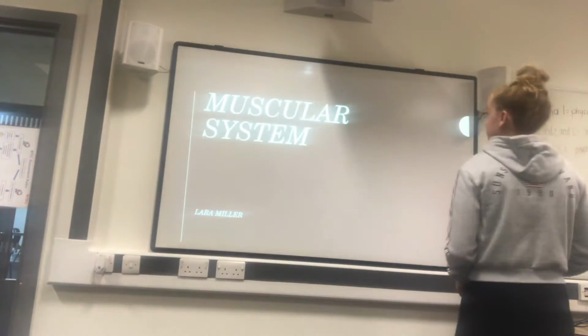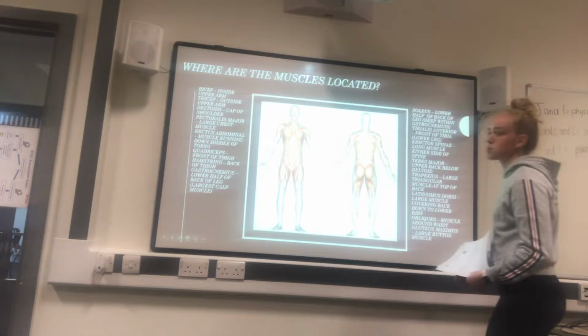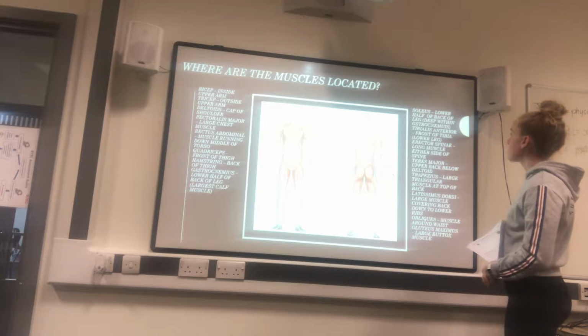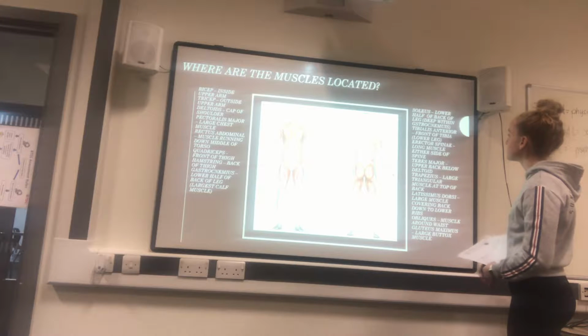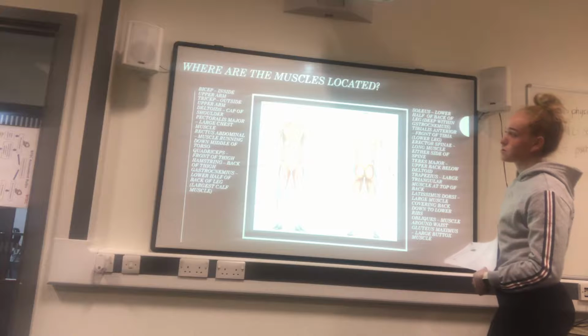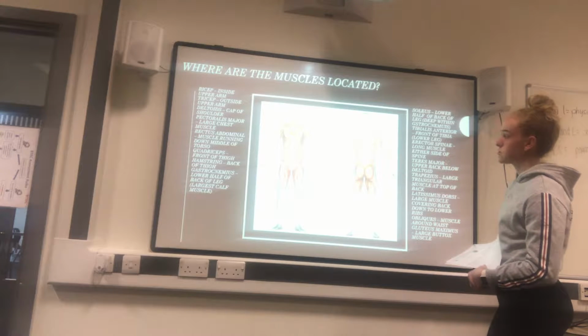Muscular system. Where are the muscles located? So for example, the soleus is on the lower half of the back of the leg, deep within the gastrocnemius. And the pectoralis major is the large chest muscle on the chest.